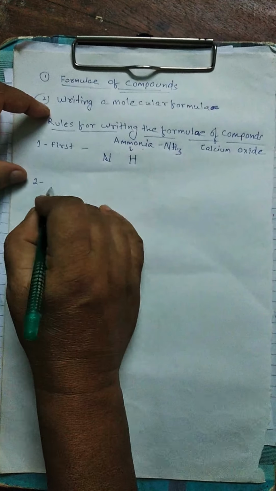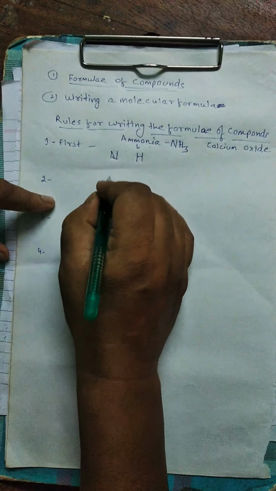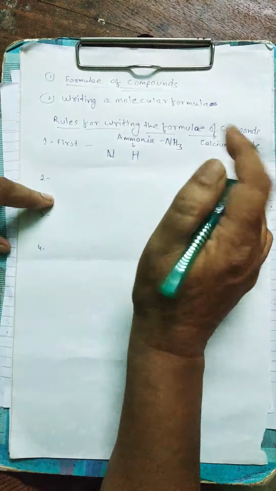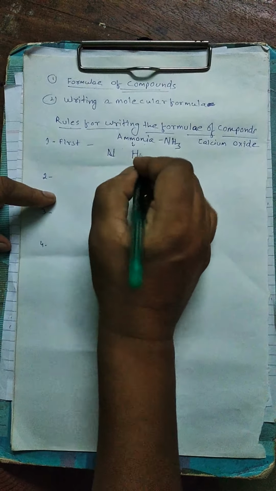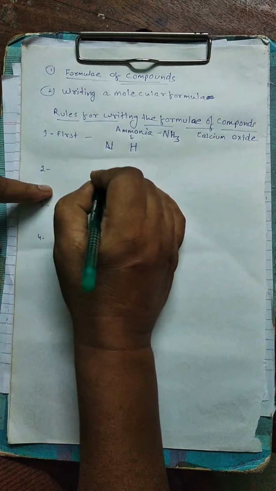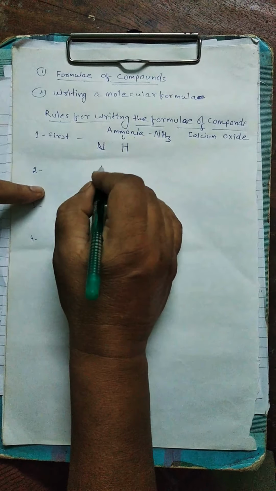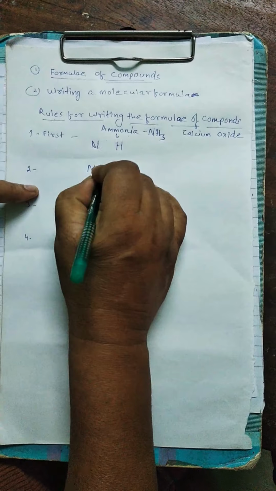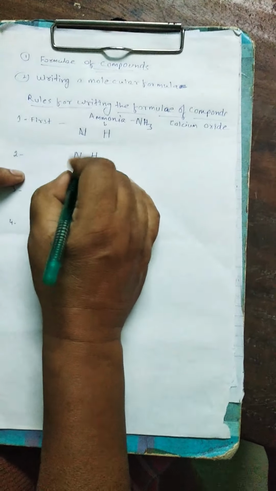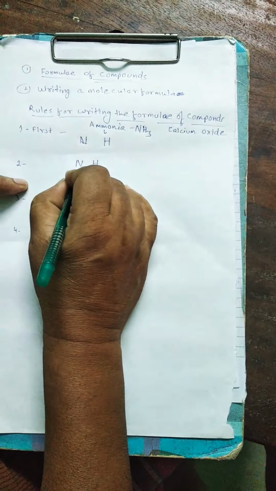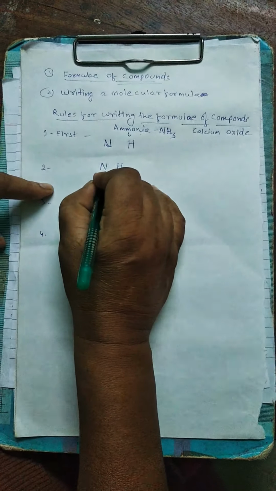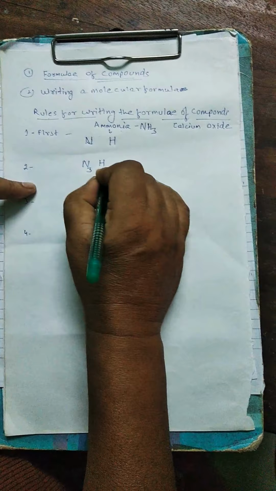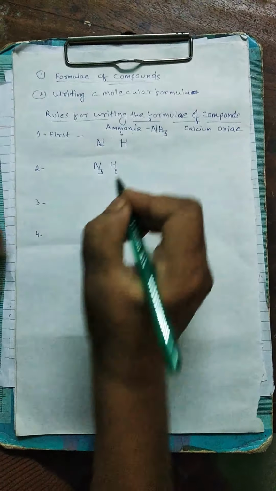Then the second step, we have to write the combining capacity or the valencies of both the elements taken, and we will write these valencies below the element. So, nitrogen valency is 3, hydrogen valency is 1.